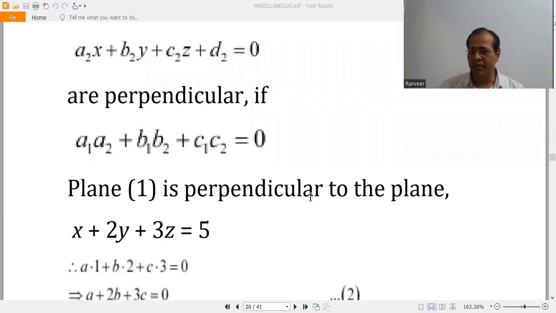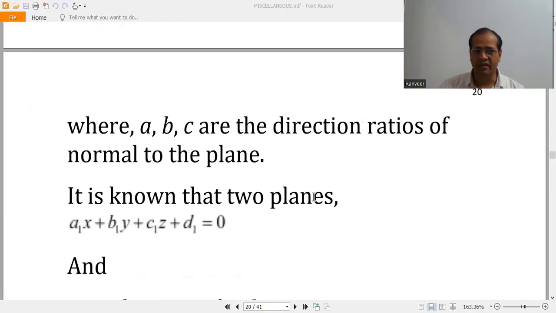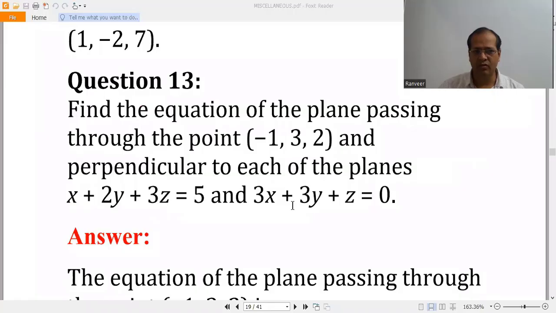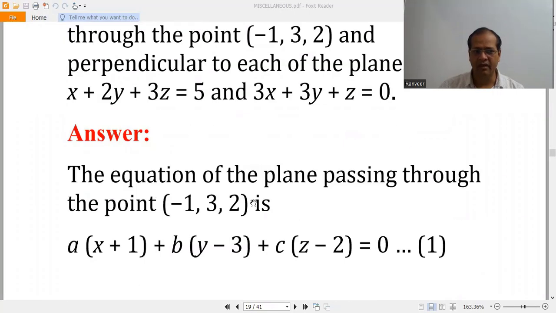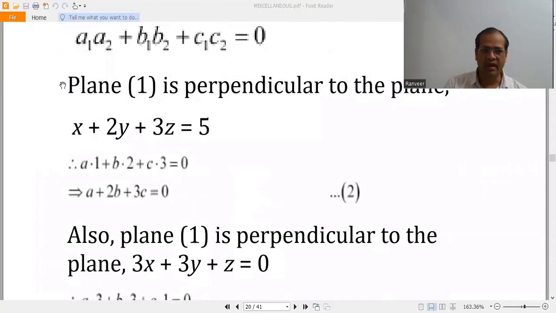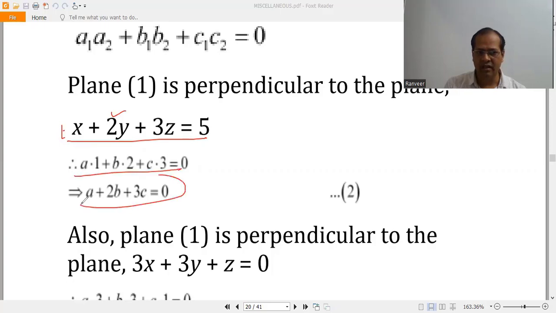Now, the first plane is perpendicular to the given planes. This is the first equation, and it is perpendicular to the two given planes. So here we can take x + 2y + 3z = 0, with coefficients 1, 2 and 3. Based on that, a + 2b + 3c = 0.